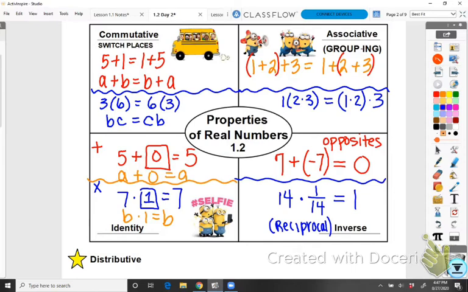The distributive property. An example of that would be a times (b plus c). I draw these little arrows, kind of like a rainbow. That means a times b plus a times c. And we'll get into some more examples later. So those are all the properties.